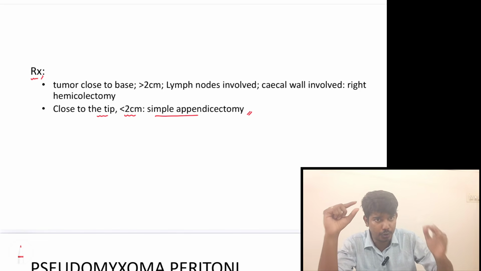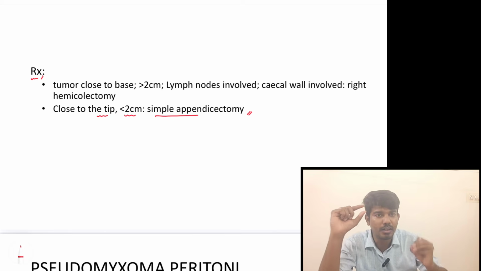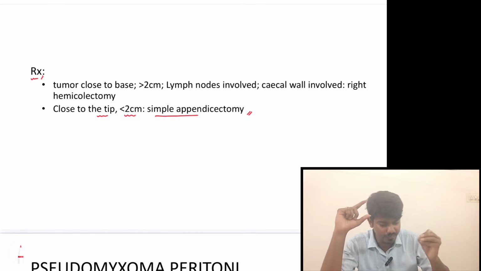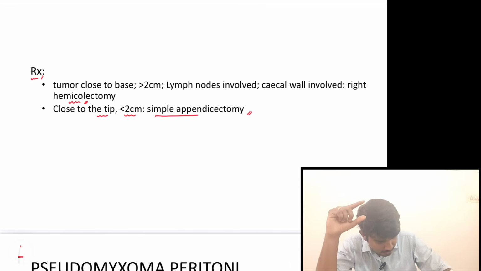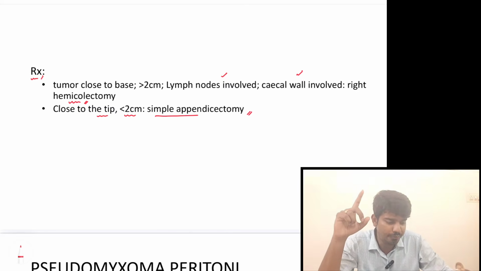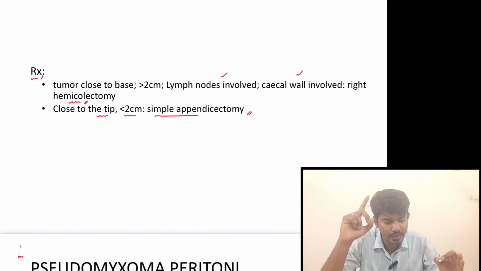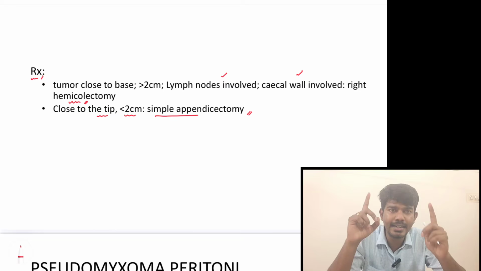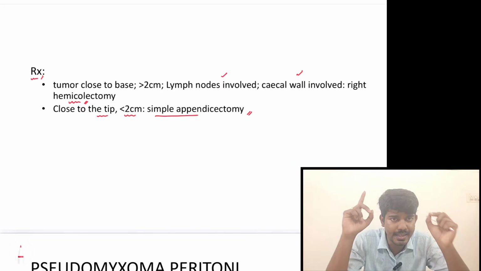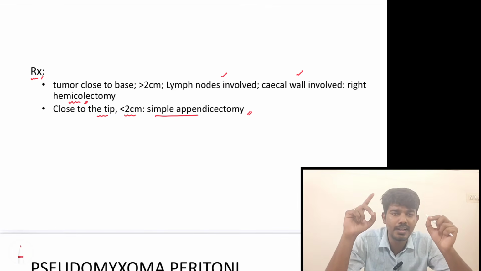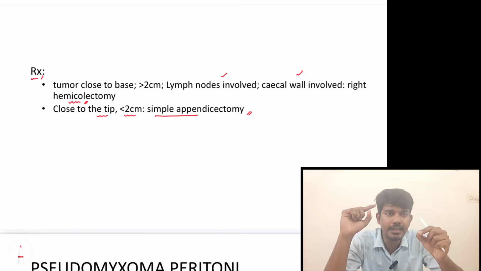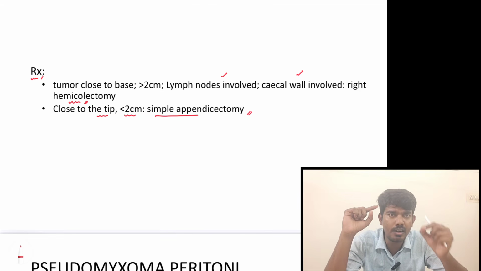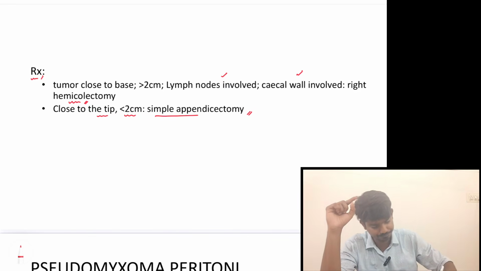Beyond that, if the tumor is in the base of the appendix, or if the tumor size is more than 2 cm, we have to go for a hemicolectomy. One more thing: if the lymph nodes are involved or the cecal wall is involved, we have to go for a right hemicolectomy. So the only criteria for appendicectomy in a carcinoid tumor is that the tumor has to be less than 2 centimeters and in the tip of the appendix. If the tumor is in the base, more than 2 centimeters, or lymph nodes or cecal wall are involved, we go for a right hemicolectomy.